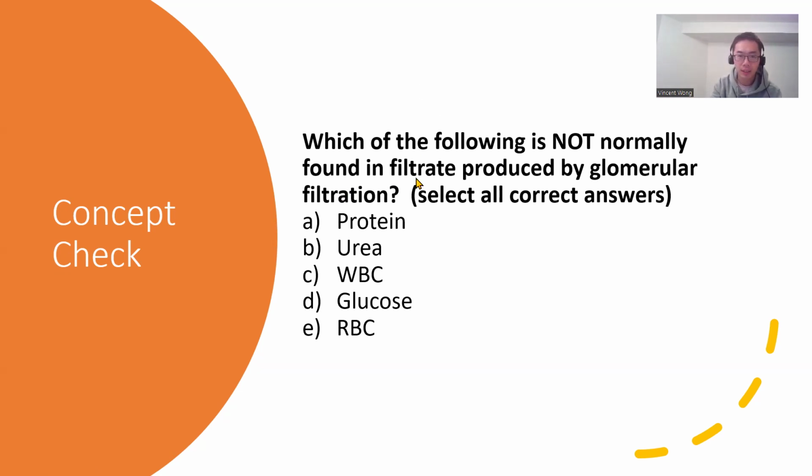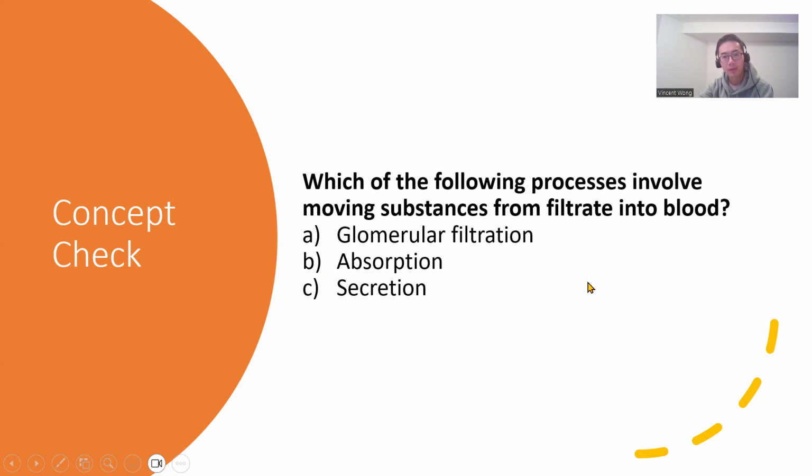Things that are not found in filtrate include proteins, they are too big, and cells. Right? That's why you should not have blood in the pee, because the red cells are all supposed to stay inside the blood and not in the nephron. Okay, which of the following processes involve moving substances from filtrate into the blood? Filtrate into the blood. So that means you're taking it back, you're putting it back into the blood. That would be absorption.